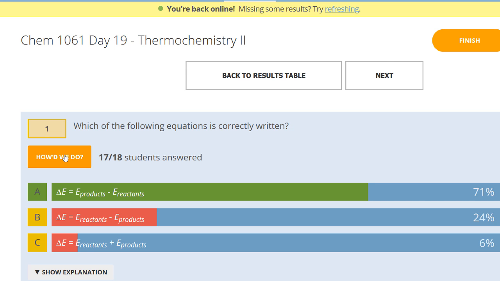E final minus initial. Final minus initial. So in a chemical reaction, which state is the final state? Products. And the initial state would be the reactants. So that's the thing to remember. If you don't remember it's products minus reactants, think back to what the delta symbol means. It means to take the final state minus the initial state.